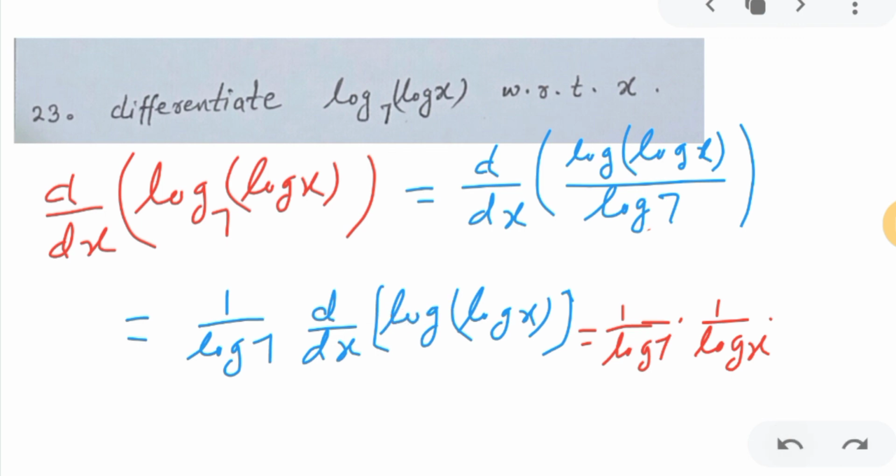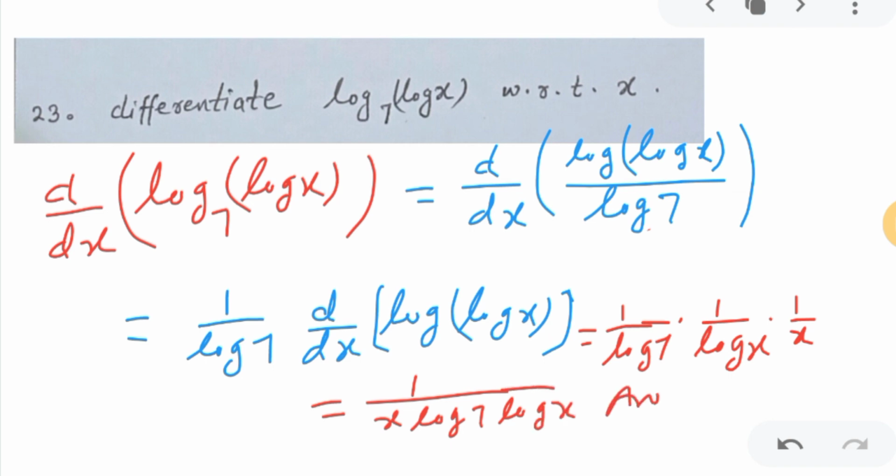Now I will do the second function, this log x. So the log x derivative will be 1 upon x. So you will write 1 upon x. This is your derivative, simple. Now write in arranged way, this will be your answer. So 1 upon x log 7 log x, this will be your answer, correct? See it 1 or 2 times, then you will understand carefully. This is not tough. I explained the formulas also, correct? So now we'll move to the next question.